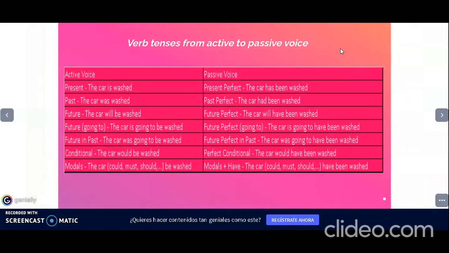Now it's very important to know how to change the verb tense from active to passive voice. For example, if the active voice is present, in passive voice it is present perfect. For example, the car is washed, and in present perfect is the car has been washed. You can also see this table and pause the video.